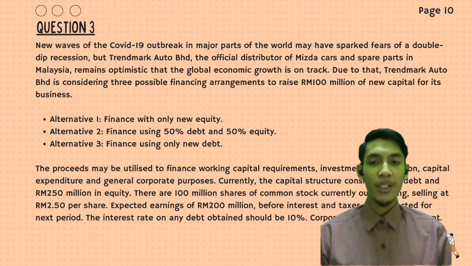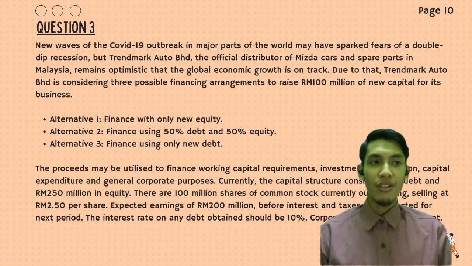My name is Muhammad Imahasib bin Rafi'i, and today I'll present question 3. The question said, a new wave of the COVID-19 outbreak in major parts of the world may have sparked fears of a double-dip recession. But Trademark Auto Berhad, the official distributor of Mazda cars and spare parts in Malaysia, remains optimistic that global economic growth is on track.